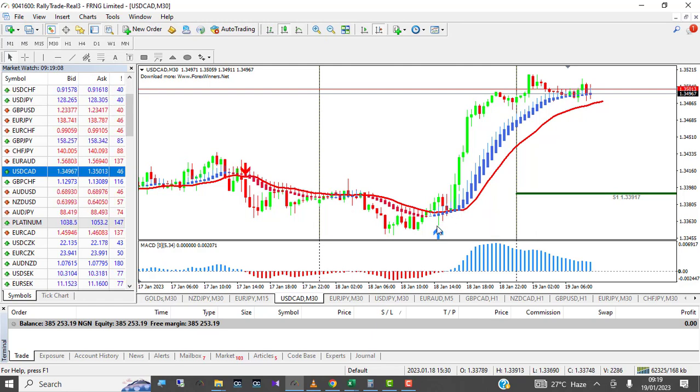I think we have explained the EMA. I've also explained the MACD, right? And I've also explained this line here, the moving average. I've also explained the Heikin Ashi. Now let's talk about the candlestick.